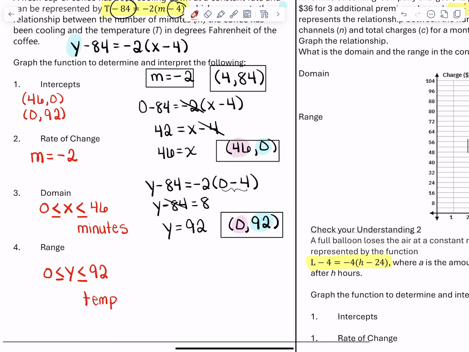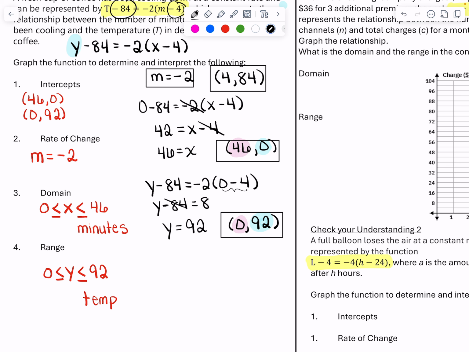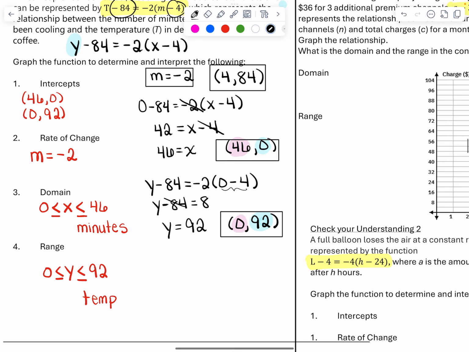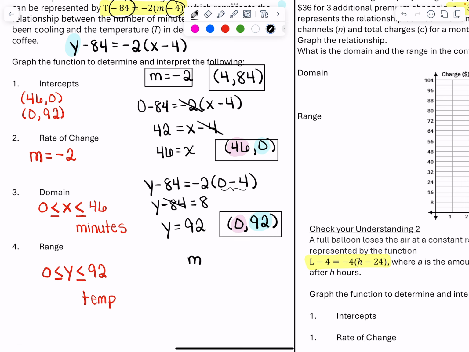So if you want to go back and change those variables, which we should because that's what they use, x was actually replacing m. So m was between 0 and 46, that's minutes. T was replaced by y for temperature, which was between 0 and 92.